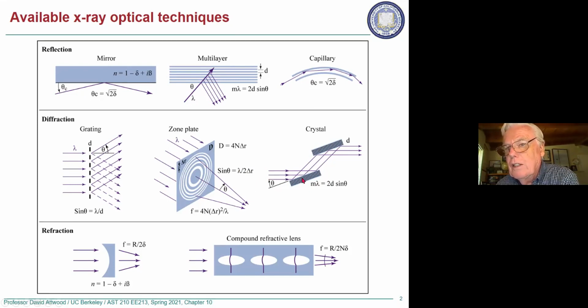So you can use this as a means to narrow the radiation from an undulator from 1 over n bandwidth to something like 1 over 10 to the 4th, or even narrower. So we'll briefly mention this also.